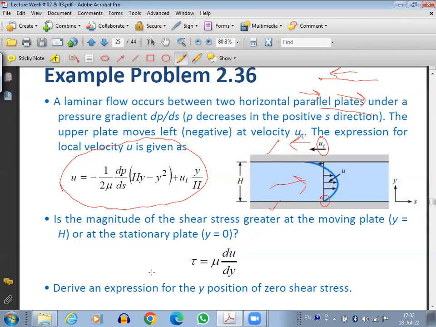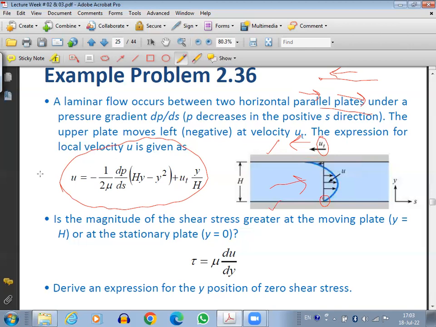Secondly, derive an expression for the y position of zero shear stress. I told you, you will have a zero velocity position somewhere before the top plate. That zero velocity position will have zero shear stress. So we need to find out what will be the location of it. So these are the two things we need to find out.